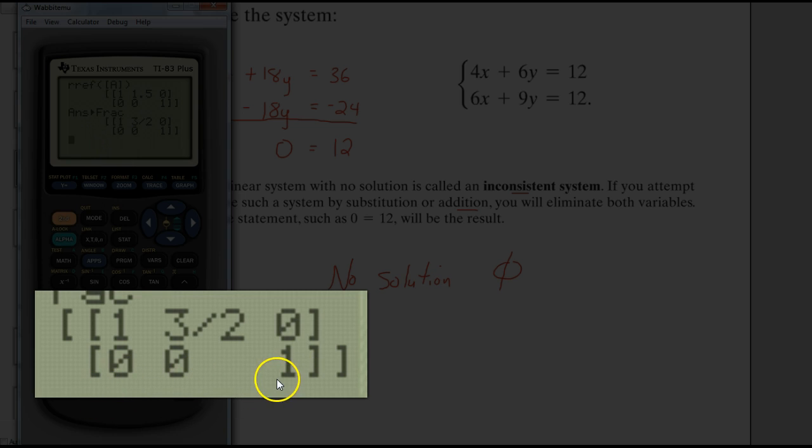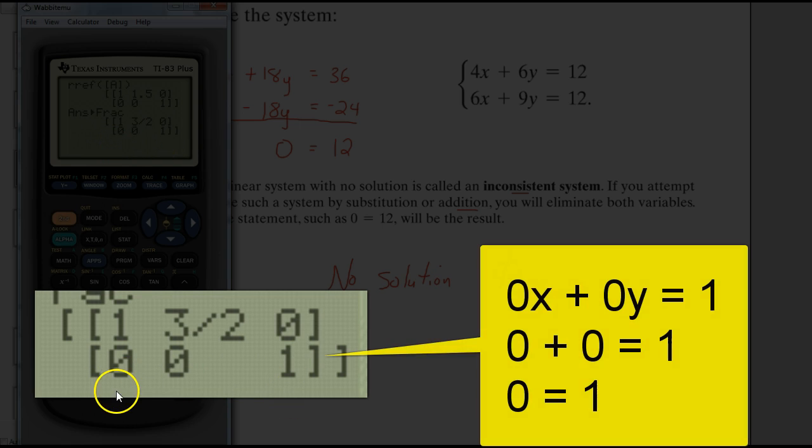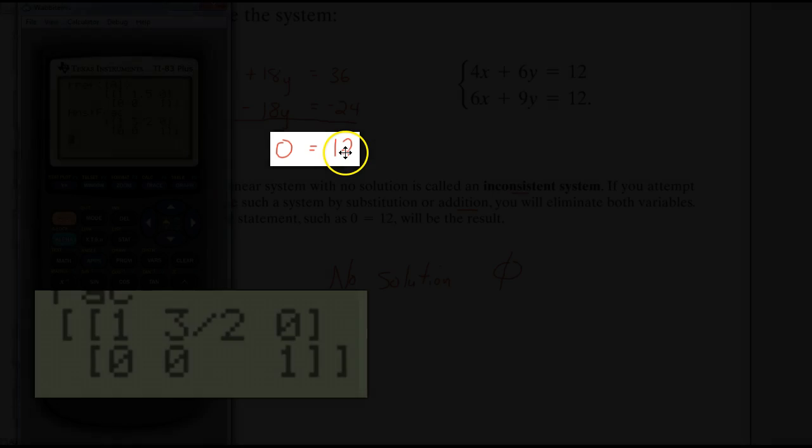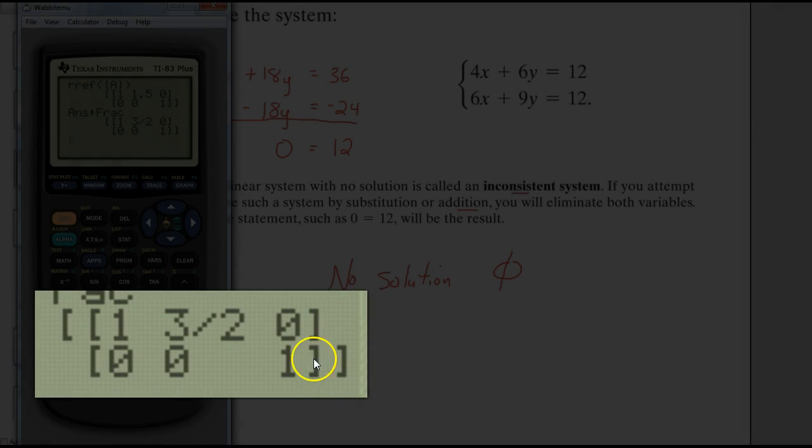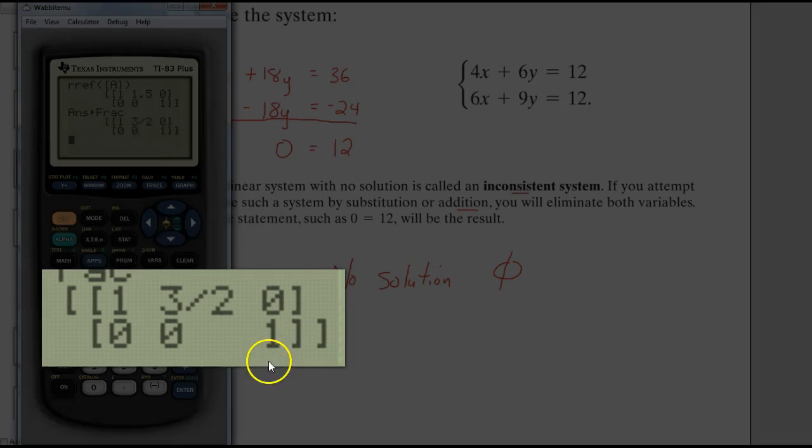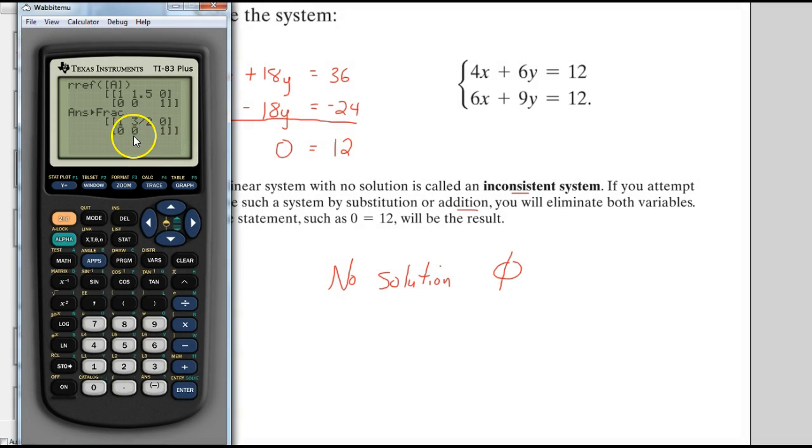All right, remember this bottom row is an equation, and this is saying 0x plus 0y is equal to 1. Nothing is equal to 1. Now we got 0 equals 12 here. All right, but it will always go through and divide this by whatever number it is and give you a 1. But if you see two zeros followed by a 1, that's saying that 0 is equal to 1, which is not true, which means there's no solution.